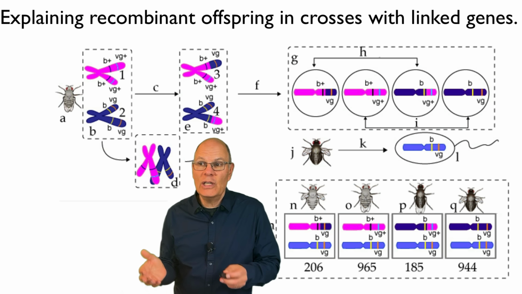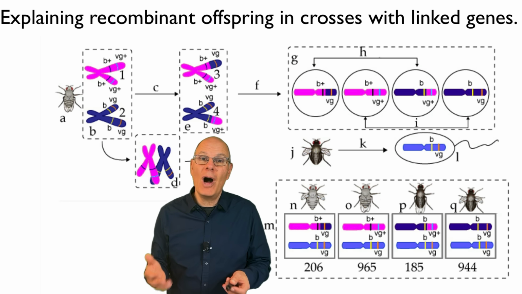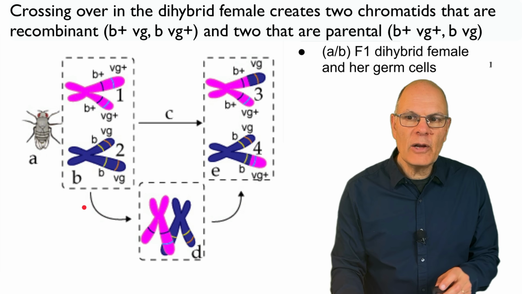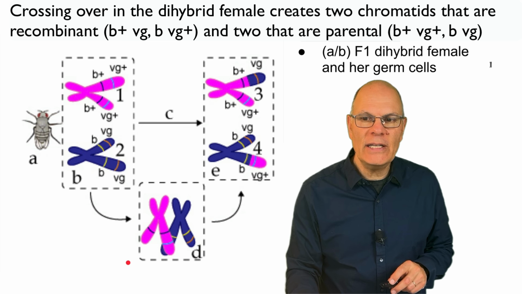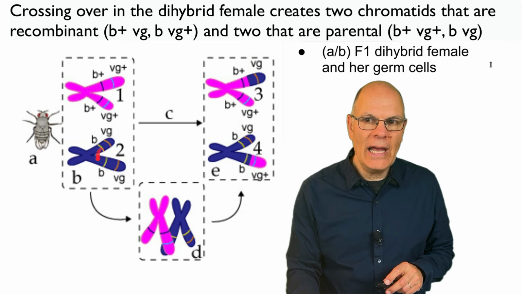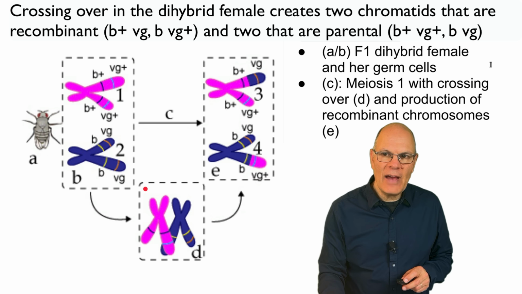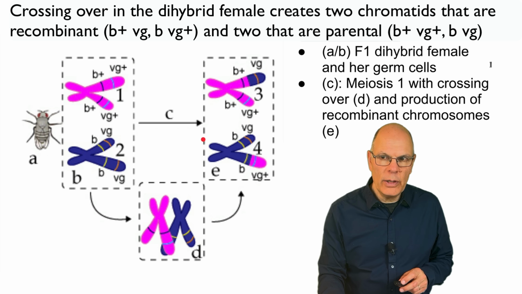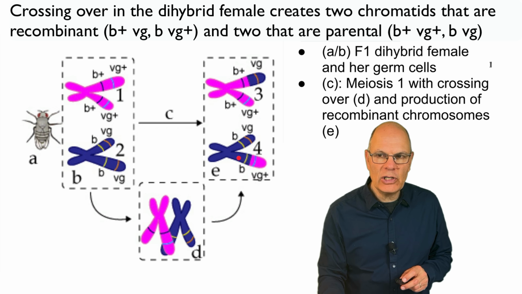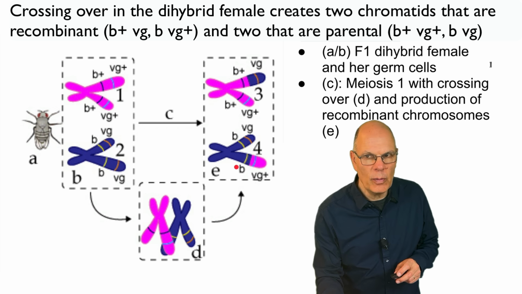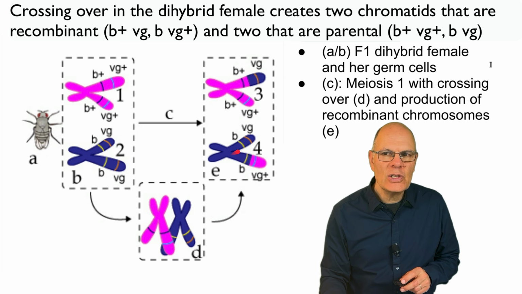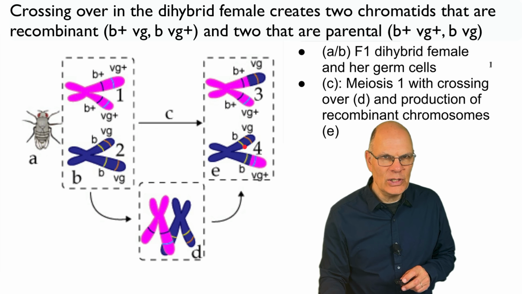What happens in crosses involving linked genes? Why are there recombinants? In diagrams A and B, we have a dihybrid female and her germ cells. In C, we have meiosis 1 with crossing over. We have homologous pairs. They're going to get together, swap genes, and produce recombinant chromosomes. But notice that some of the sister chromatids are recombinant and some aren't.